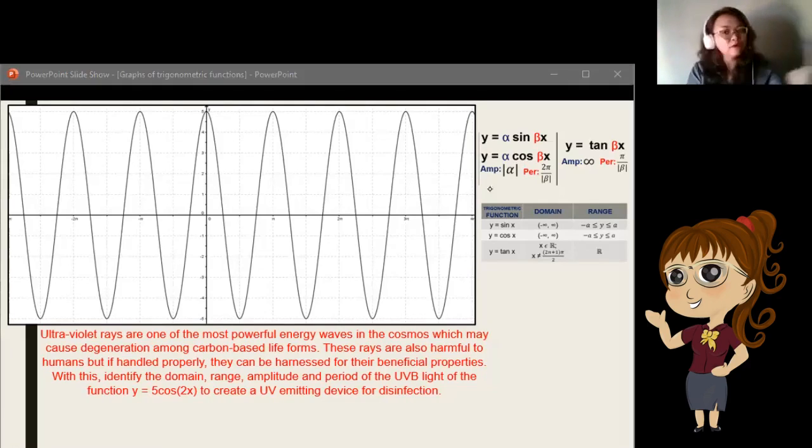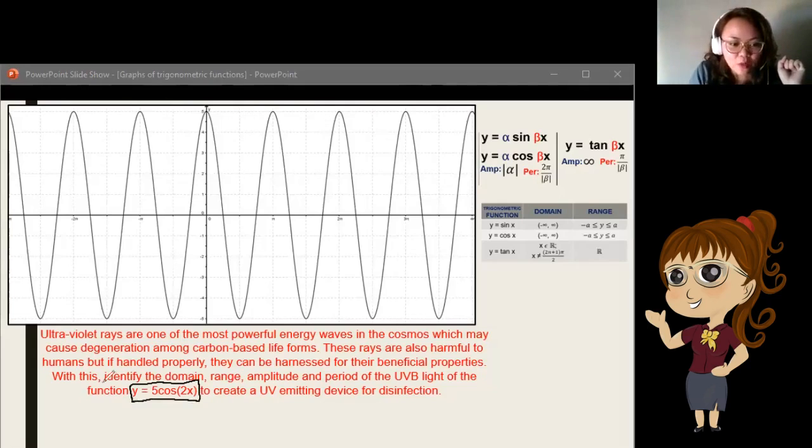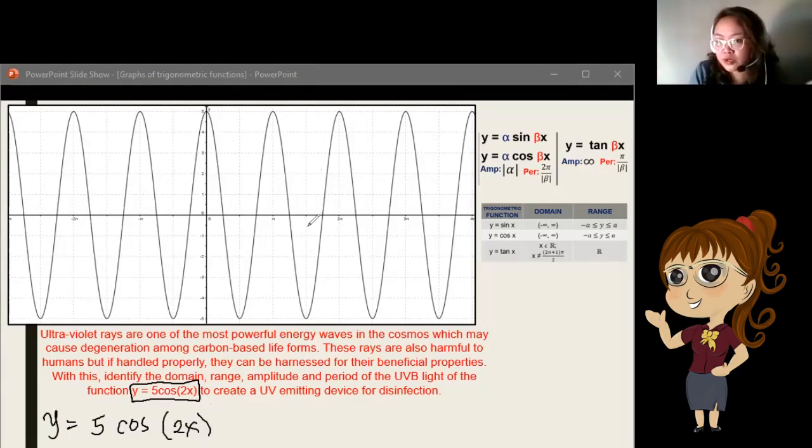Again, no matter how long the word problem is, as long as you understand what you have to do, then you're good to go. Let's extract your given. Your given is y equals 5 cosine 2x. So if you want to see this graph, you just type this equation directly to Desmos and it will show this graph, okay? So you just type it directly there.